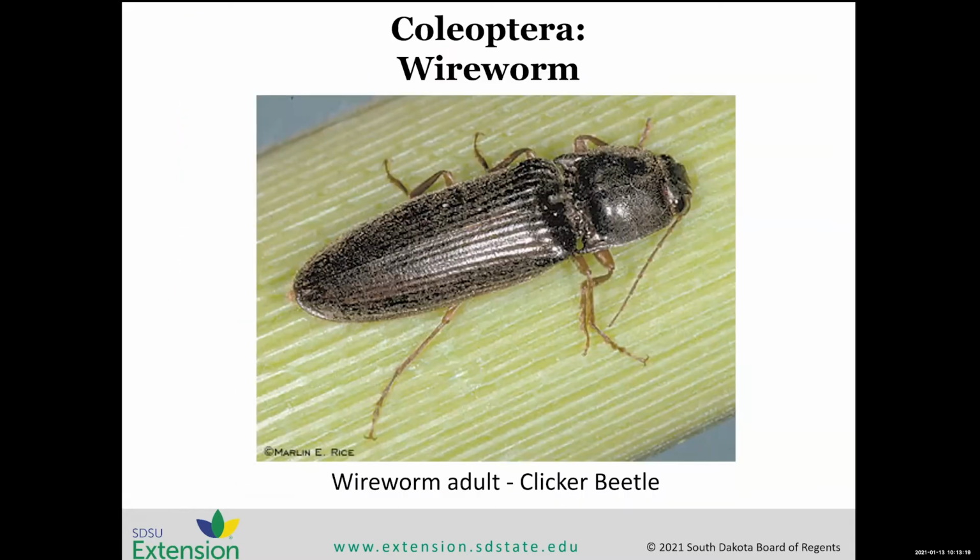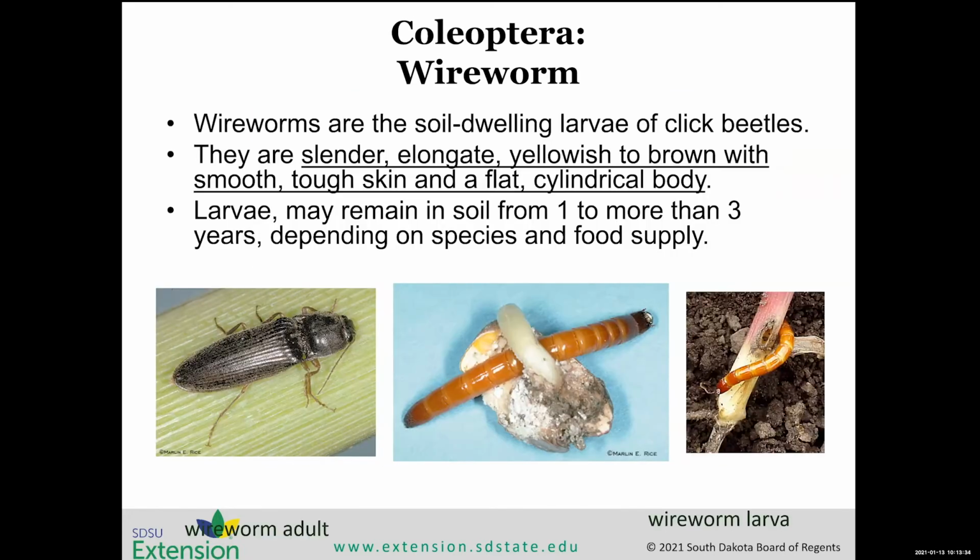Our next beetle is your wireworm. So here's a picture of a wireworm adult. I grew up knowing them as a click beetle because they can snap their head, fly up in the air, and create a loud clicking sound. That's why I grew up knowing them as that. The wireworms are soil-dwelling larvae of click beetles. They are slender, elongate, yellowish to brown with smooth tough skin and a flat cylindrical body, as you can see in the middle picture there.